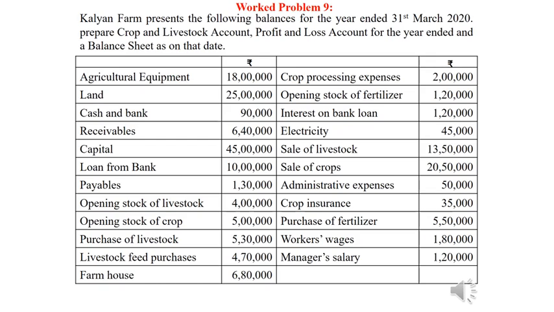Crop insurance, especially given crop insurance, has to be put in crop account. Then purchase of fertilizers will be used for growing crops, therefore it will find place under crop account only. Workers wages, what type of workers, whether workers are used for crop growing or livestock, so that has to be clarified. Let us see the adjustment and then decide.